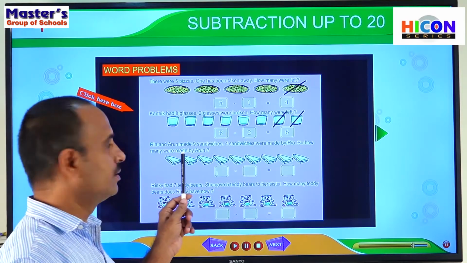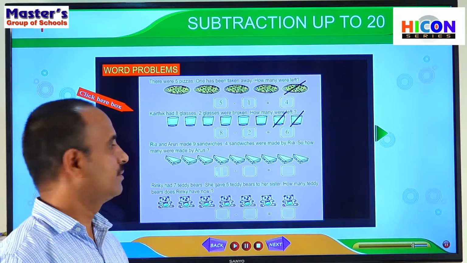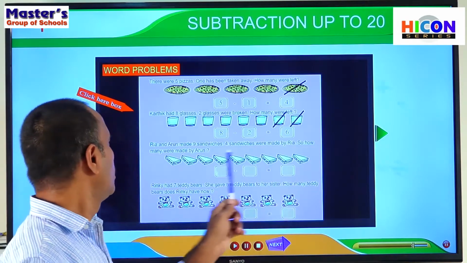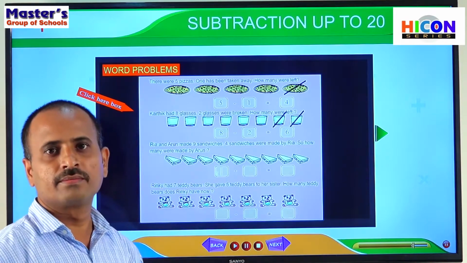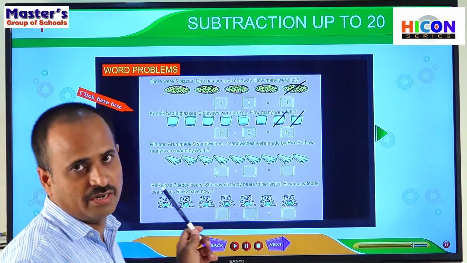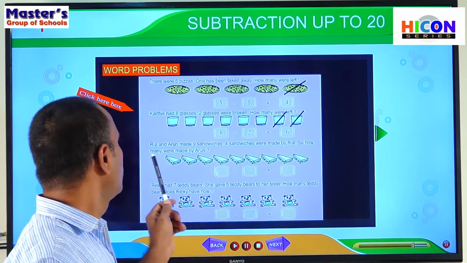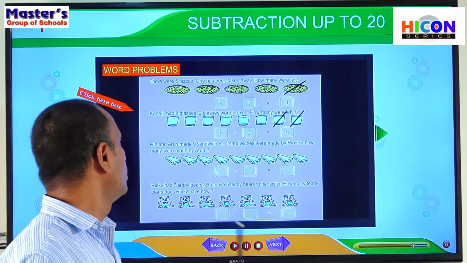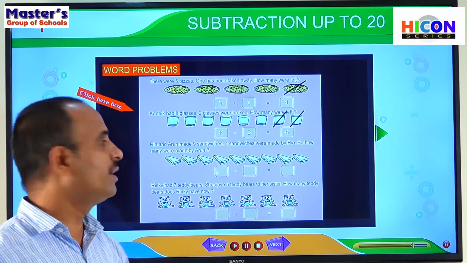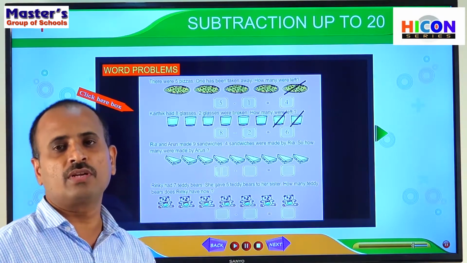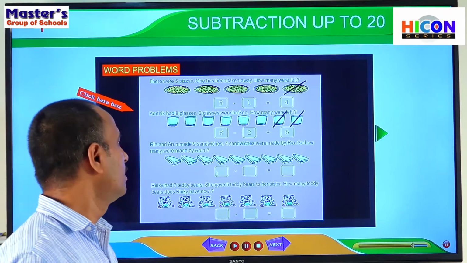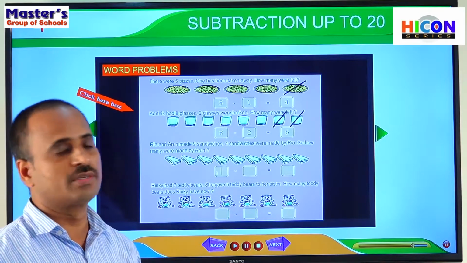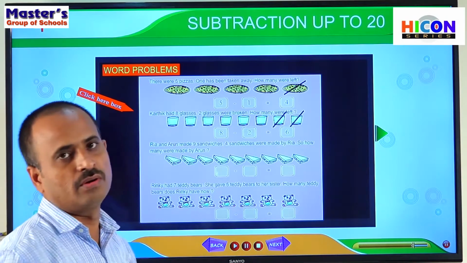Riya and Arun made 9 sandwiches. 4 sandwiches were made by Riya. So, how many were made by Arun? So, children, you understand this? So, again read the problem. Riya and Arun made 9 sandwiches. So, both friends Riya and Arun together made 9 sandwiches. That means the total number of sandwiches is 9. And 4 sandwiches were made by Riya. That means Riya made 4 sandwiches. So, how many were made by Arun?